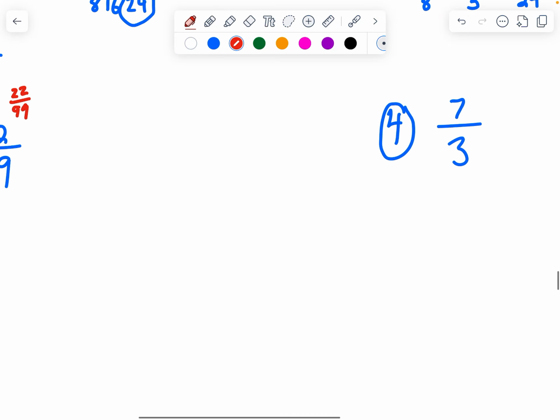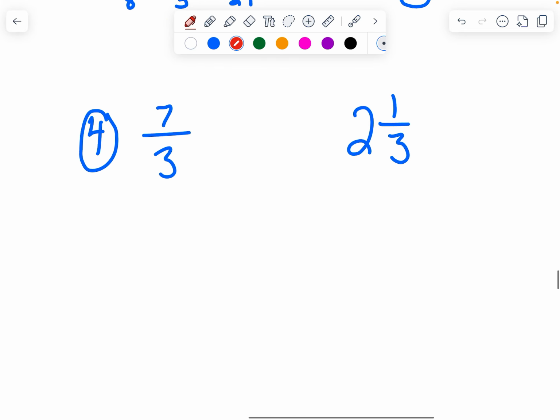Okay, let's try the fourth one. Ooh, I like this one because this one already has common denominators. I can see that this is 2 wholes. This one's a mixed number, and this one's an improper fraction. So with this one, I could either make this into an improper fraction or this into a mixed number, and I'll know.